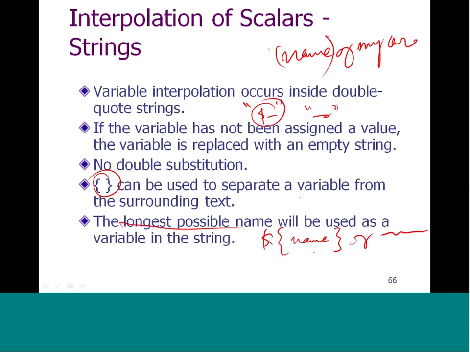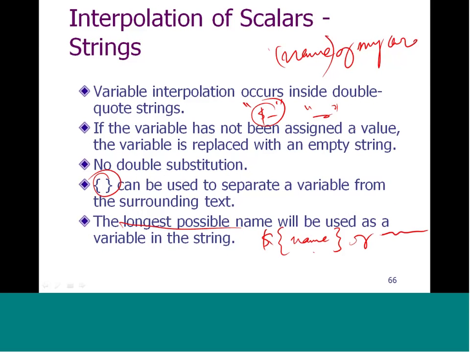And then we also talked about the interpolation of scalars and strings essentially. Where we said that basically the variable interpolation occurs inside the double quoted string, so those are the main things. And then if the variable is not being assigned a value, then it is replaced with an empty string. And there is no double substitution, meaning you cannot apply the transform many times or different transforms at different times within the same string.